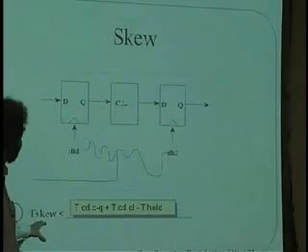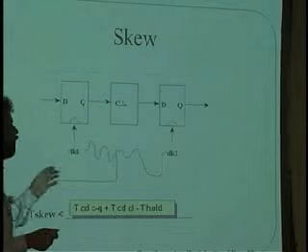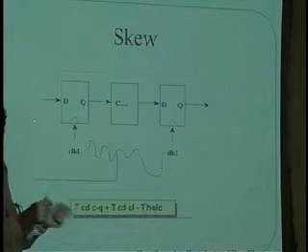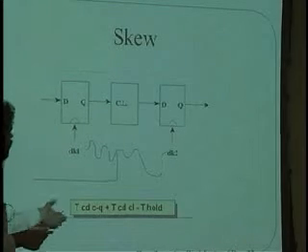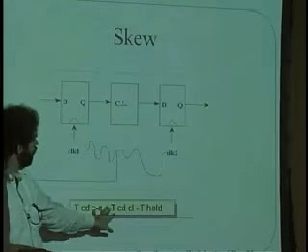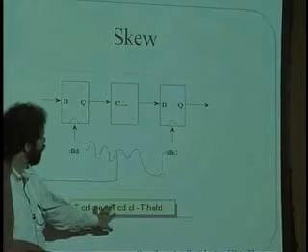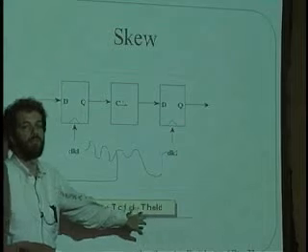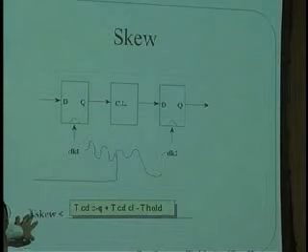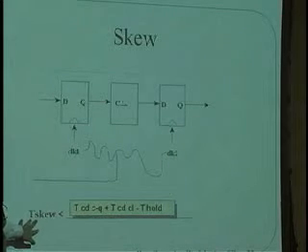In general, what you do with these skew times is you figure out what's the maximum skew in between the two parts, and you set up the constraint so that the margin is greater than the skew time. And if this is true, then you can be sure that everything is fine.